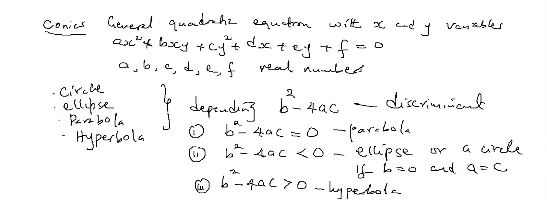So these four graphs are what we call the conics, or conic sections. And they are called conic sections because the graphs are the intersections of a plane and a right circular cone.